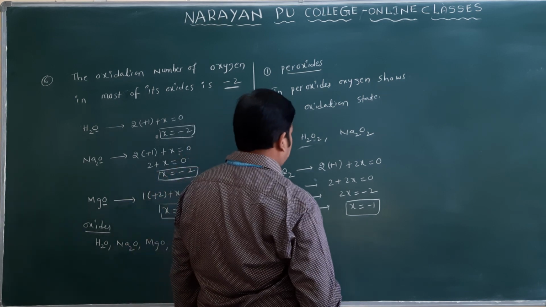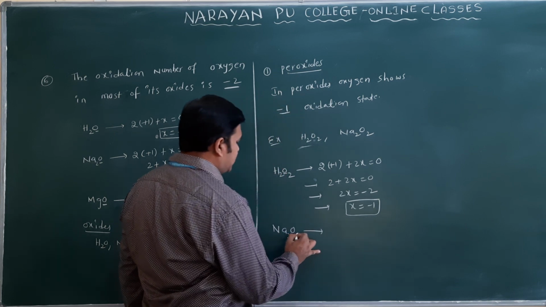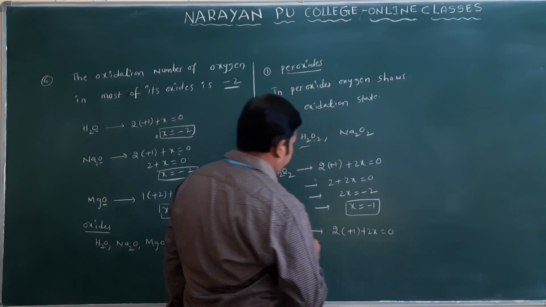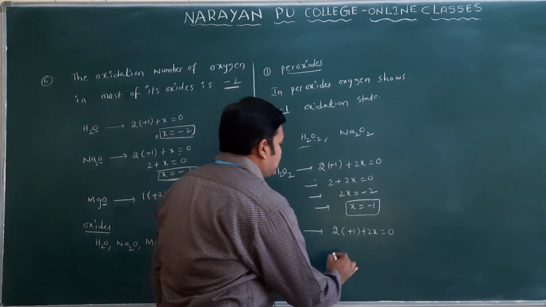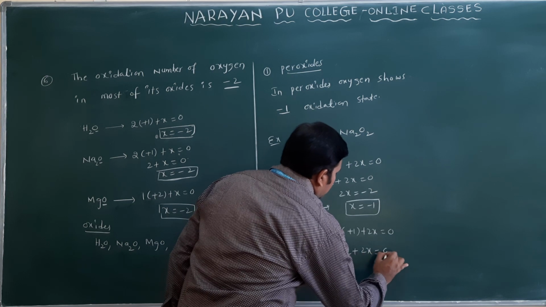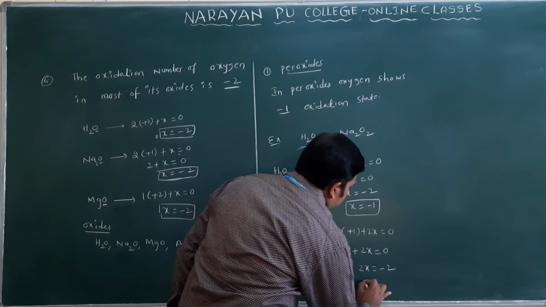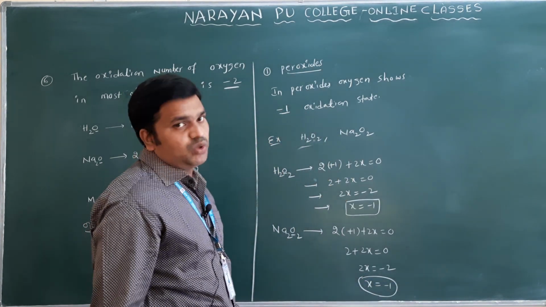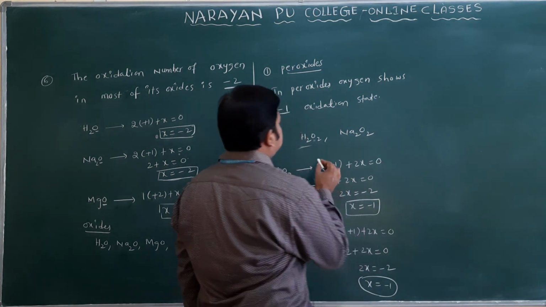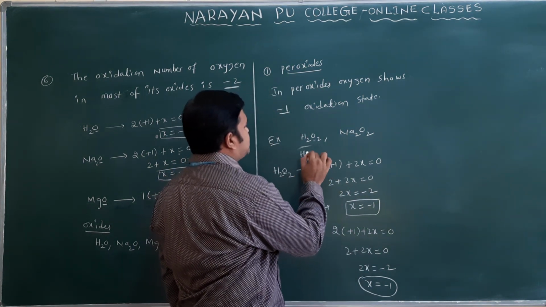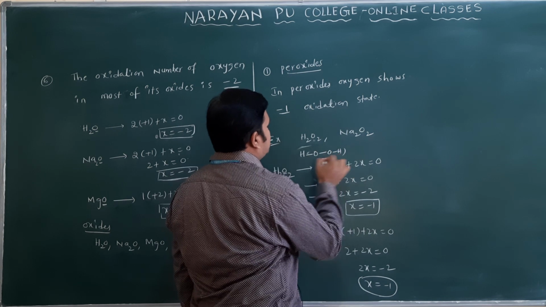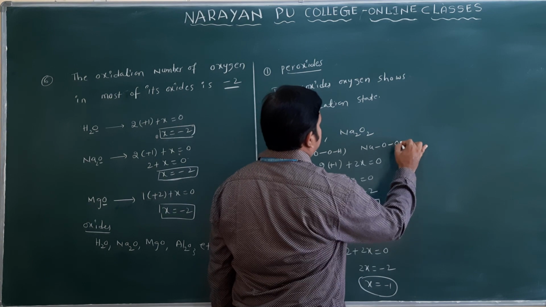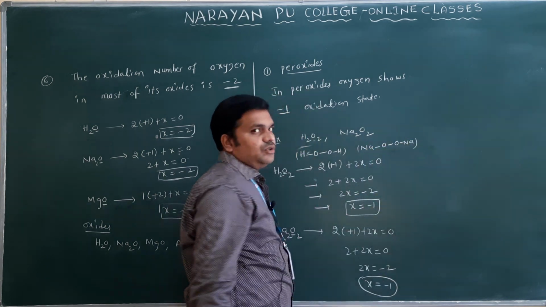In the same manner, look at Na2O2. To find the oxygen oxidation number: 2 into +1 plus 2x equal to 0, because sodium is also a first group element with oxidation number +1. 2 plus 2x equal to 0, 2x equal to -2, x equal to -1. So this is the case of peroxides. If you want to see the structure of this peroxide, you can write H2O2 as H, O, O, H. And for sodium peroxide, sodium, oxygen, oxygen, sodium.